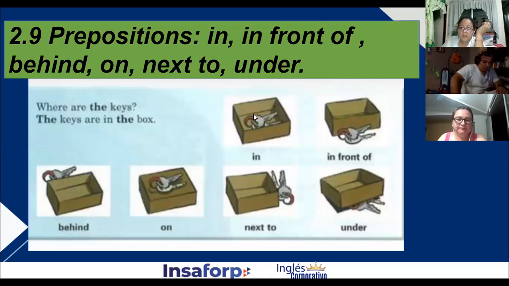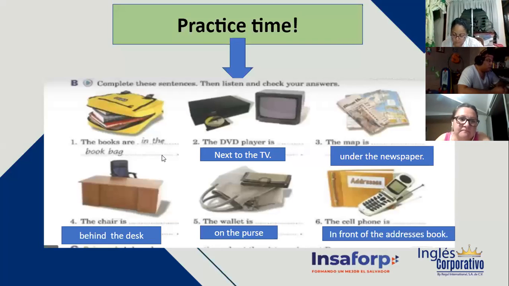Okay, in, dentro de, or adentro. In front of, enfrente de. Correct. Number 2. Behind. Perfect, it's detrás or atrás de. Correct. On is sobre. Correct, thank you. And the last 2? Next to is a la par. And the last one, under, is abajo or debajo de. Correct. All right. Now that we know the prepositions, let's read the 6 sentences here.